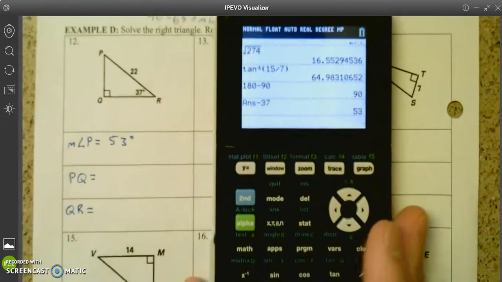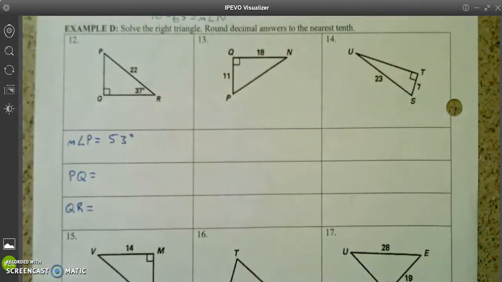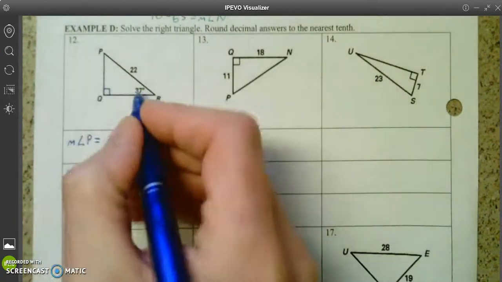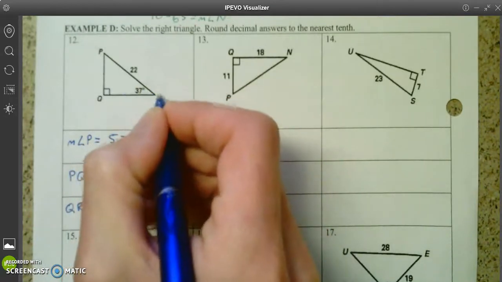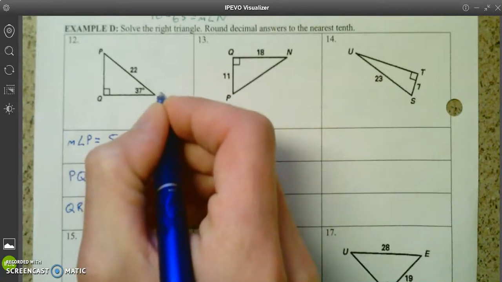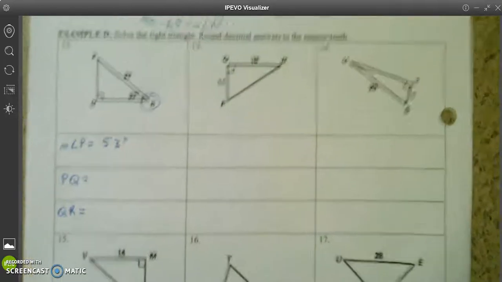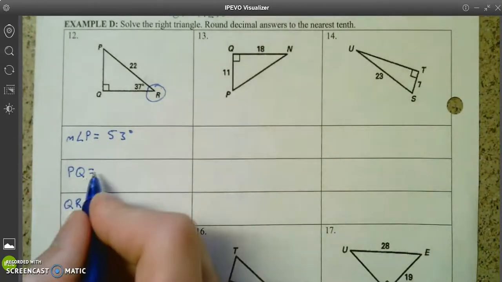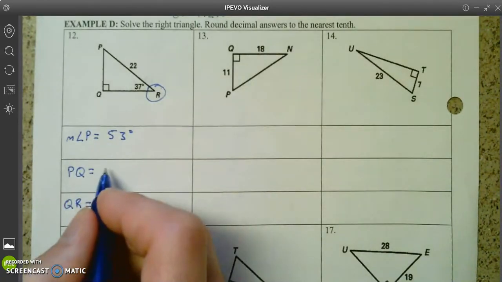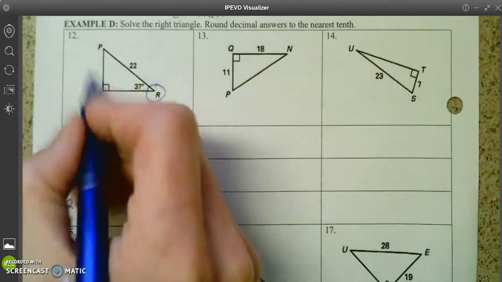Now to get the measure of PQ, this is where we need to look at P to Q. Let's just use the information that they gave us. It's always better to use the information that they gave us just in case. So I'm going to use this as my reference angle. So using R as a reference angle, I get PQ. I need P to Q, this side.